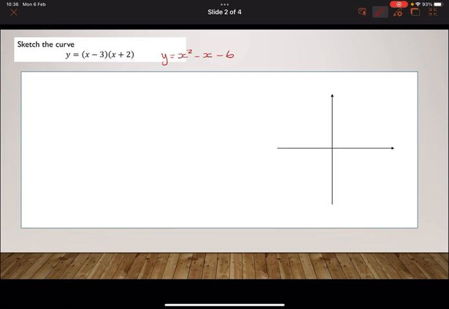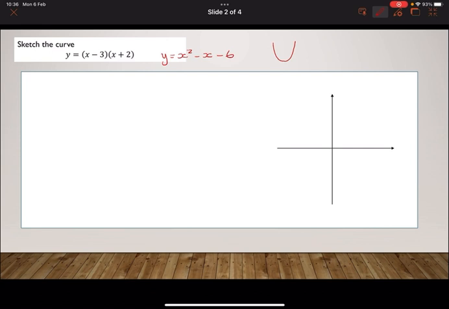So the first thing when we're sketching is we need to know the general shape of what our graph looks like. Now, quadratics are either a U-shape or an N-shaped graph. And we are looking at a positive quadratic. So our graph is going to be a U-shape.